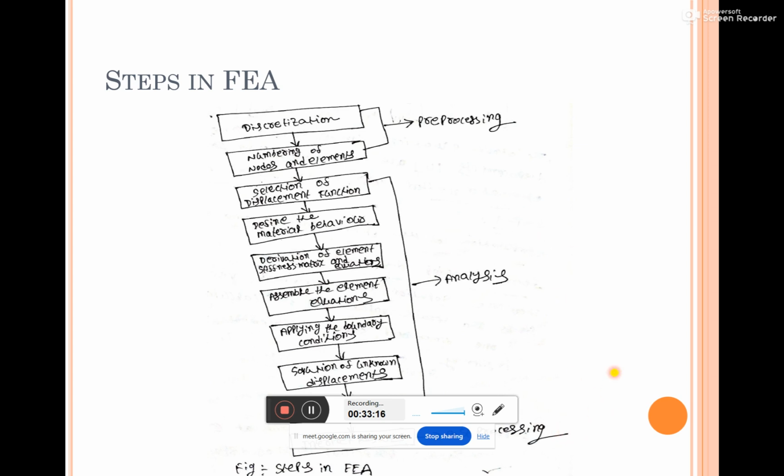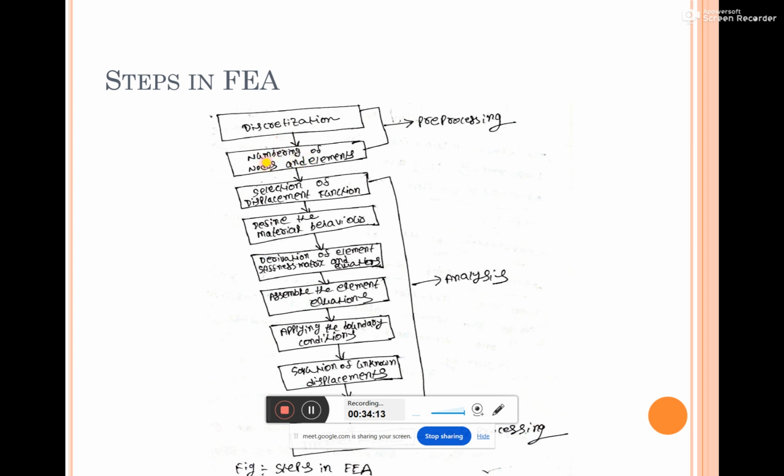In pre-processing, it mainly consists of two different steps: the discretization, and another one, the numbering of the nodes and elements. Before the analysis, whatever we perform comes under pre-processing. After the analysis, whatever we perform is known as post-processing. In pre-processing, step one is the discretization. Whatever model you want to analyze, you divide that model into a smaller number of elements. That is known as the discretization. During the discretization, we divide it into smaller elements, and each element will have nodes.